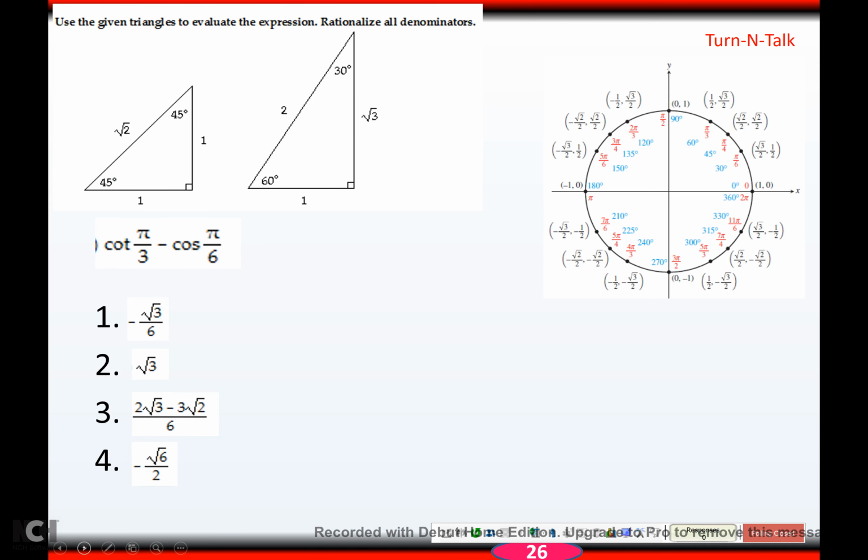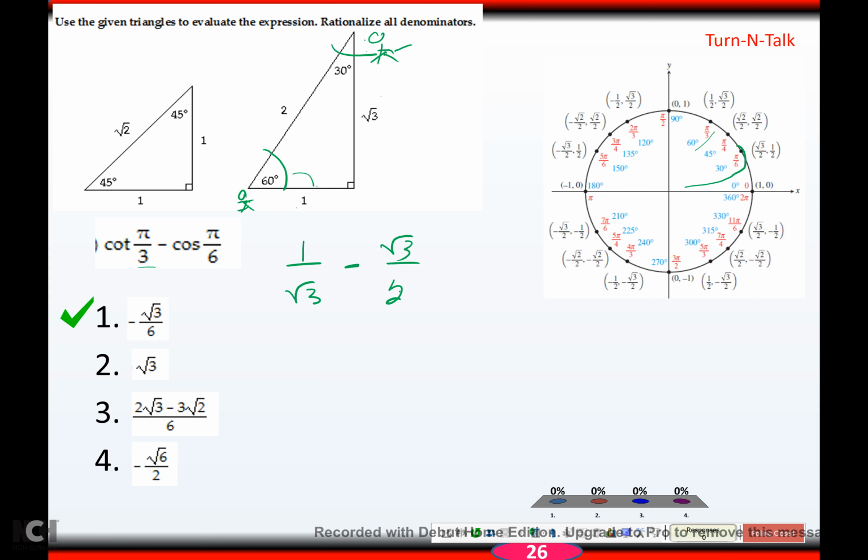Okay, they want cotangent of pi over 3 minus cosine of pi over 6. Hit pause, come back when you're ready. Alright, so if I do cotangent of pi over 3, what the heck is pi over 3? Pi over 3 is 60 degrees, so I'm standing at 60, and they want me to do cotangent, and cotangent is adjacent over opposite. So adjacent would be 1 over the square root of 3, minus cosine of pi over 6. Pi over 6 is the same as 30 degrees, so I'm standing at 30 degrees now and doing cosine, which is adjacent over hypotenuse.